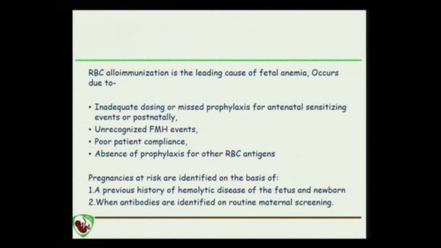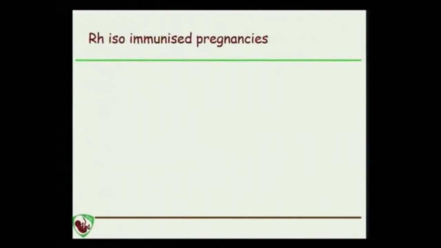You've got to start monitoring her for anemia at least 10 weeks before the timing of onset of mishap in the previous pregnancy. So that's important history. Or you've done a good routine maternal screening and you have found antibodies in her. These pregnancies are at risk of developing fetal anemia, and so they need closer follow-up.